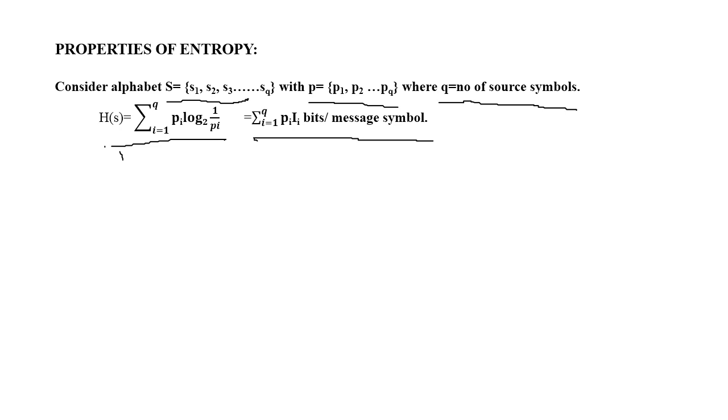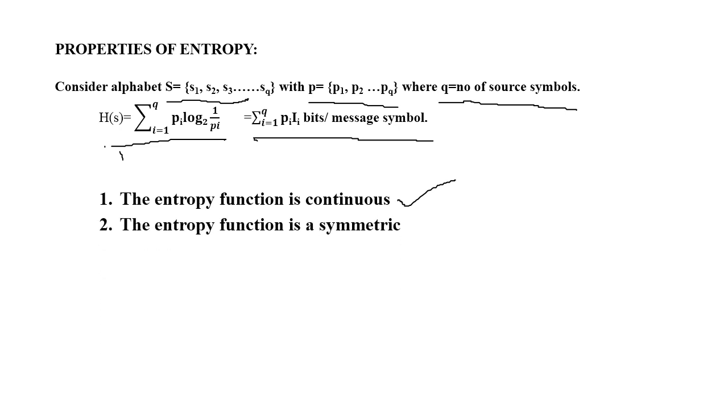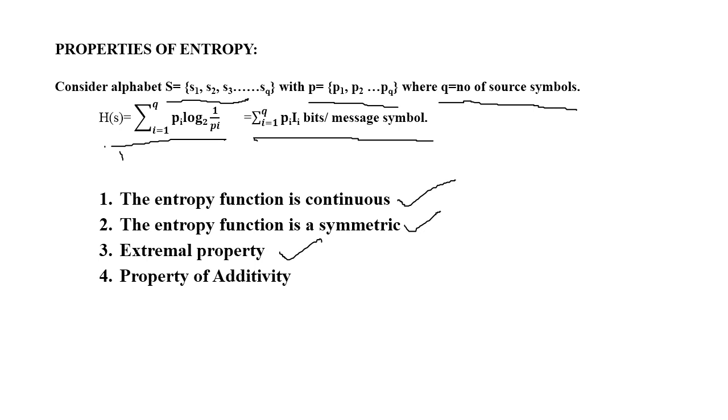There are 5 properties of entropy. The first property tells you that the entropy function is a continuous function. Second property, the entropy function is a symmetric function. Third property is the extremal property. Fourth property is the property of additivity. Fifth property is source efficiency. We'll discuss the properties of entropy one by one.